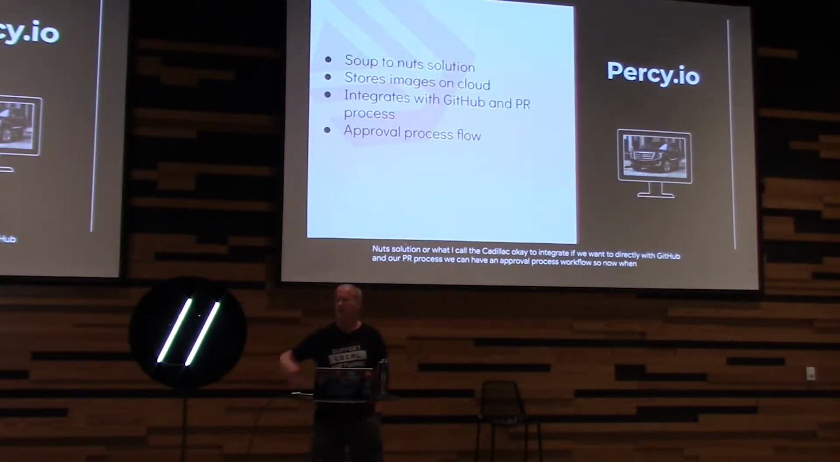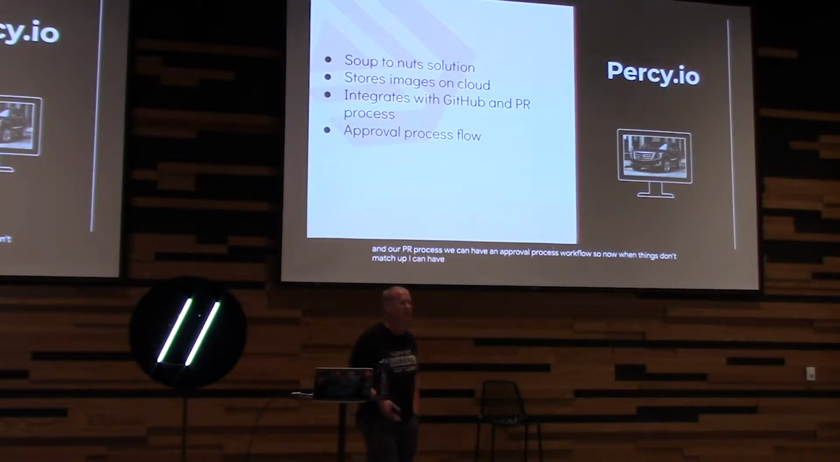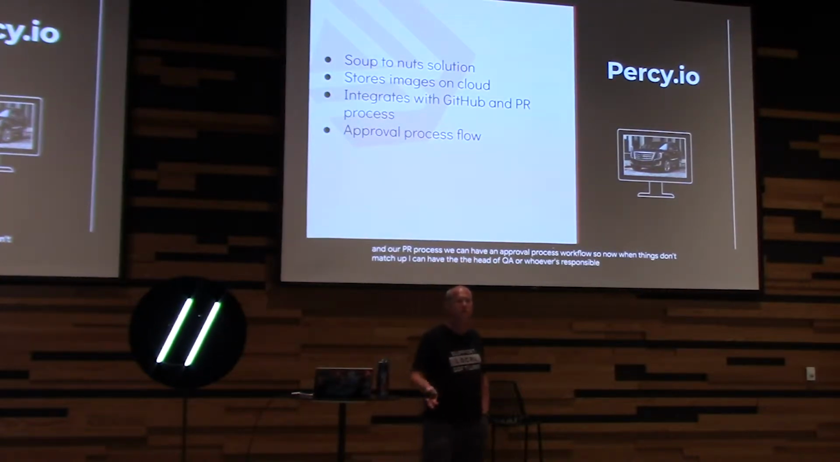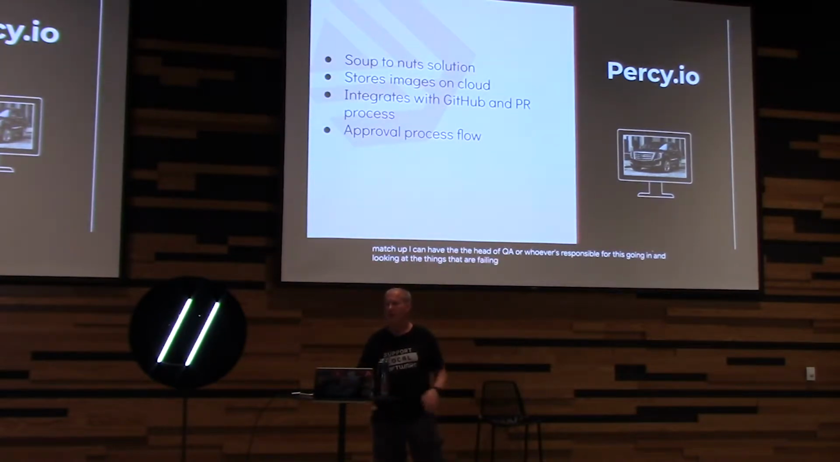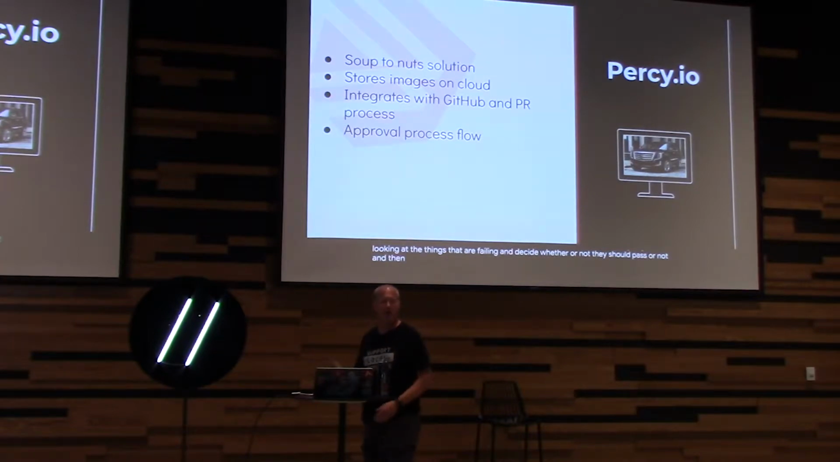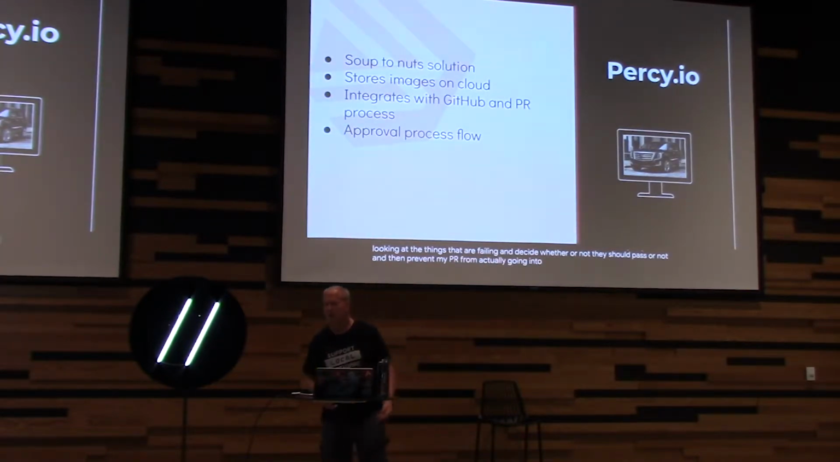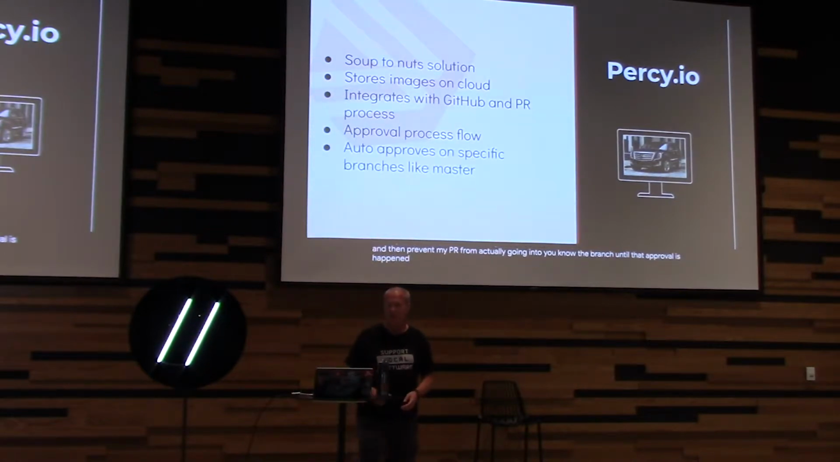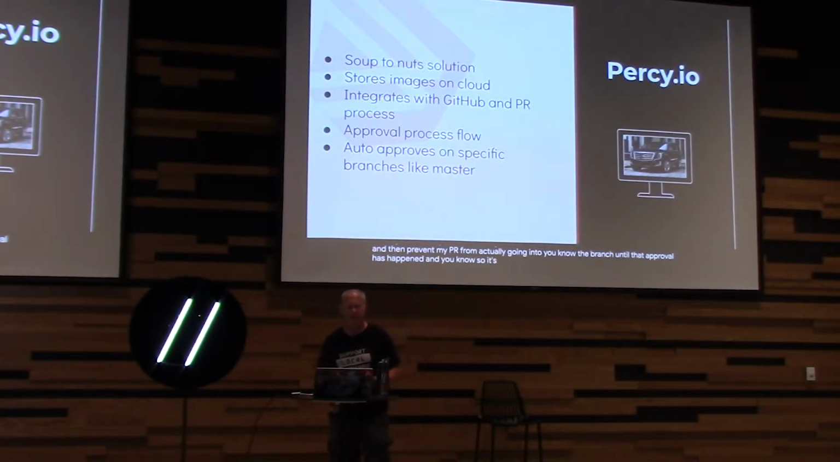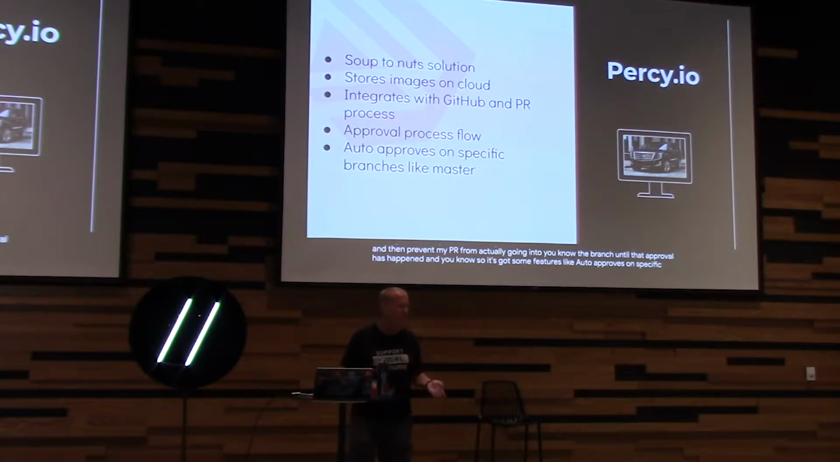So now when things don't match up, I can have the head of QA or whoever's responsible for this going in and looking at the things that are failing and decide whether or not these should pass or not. And then prevent my PR from actually going into the branch until that approval has happened. And also it's got some features like auto approves on specific branches like master if you want to do that.